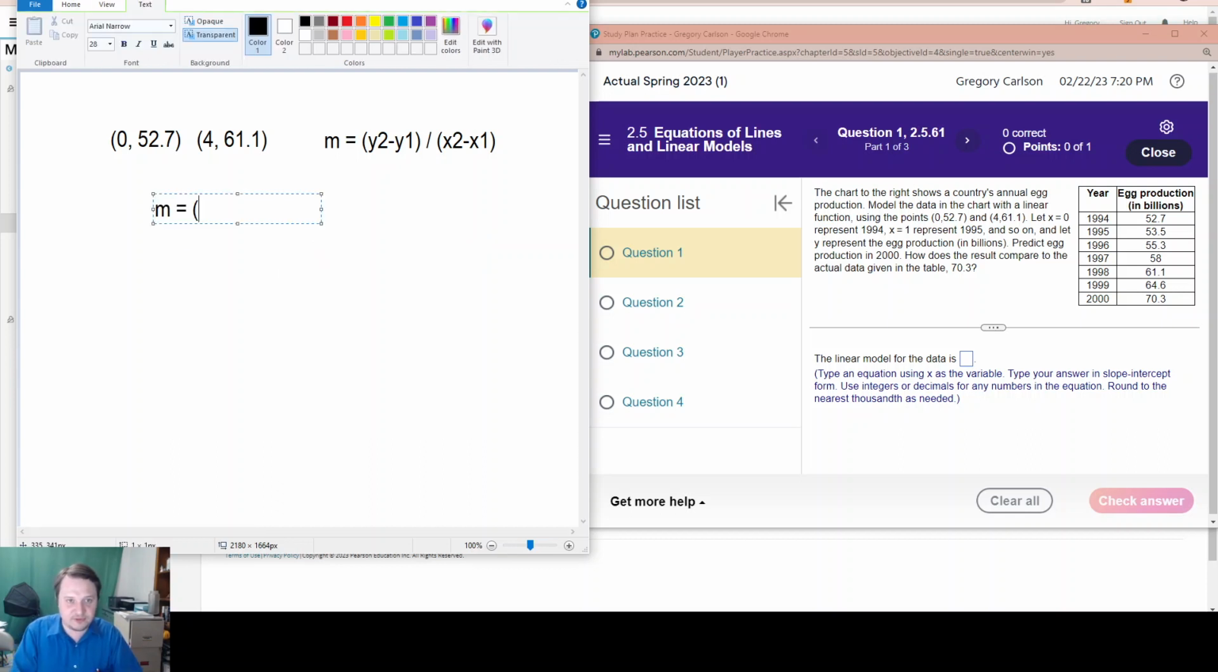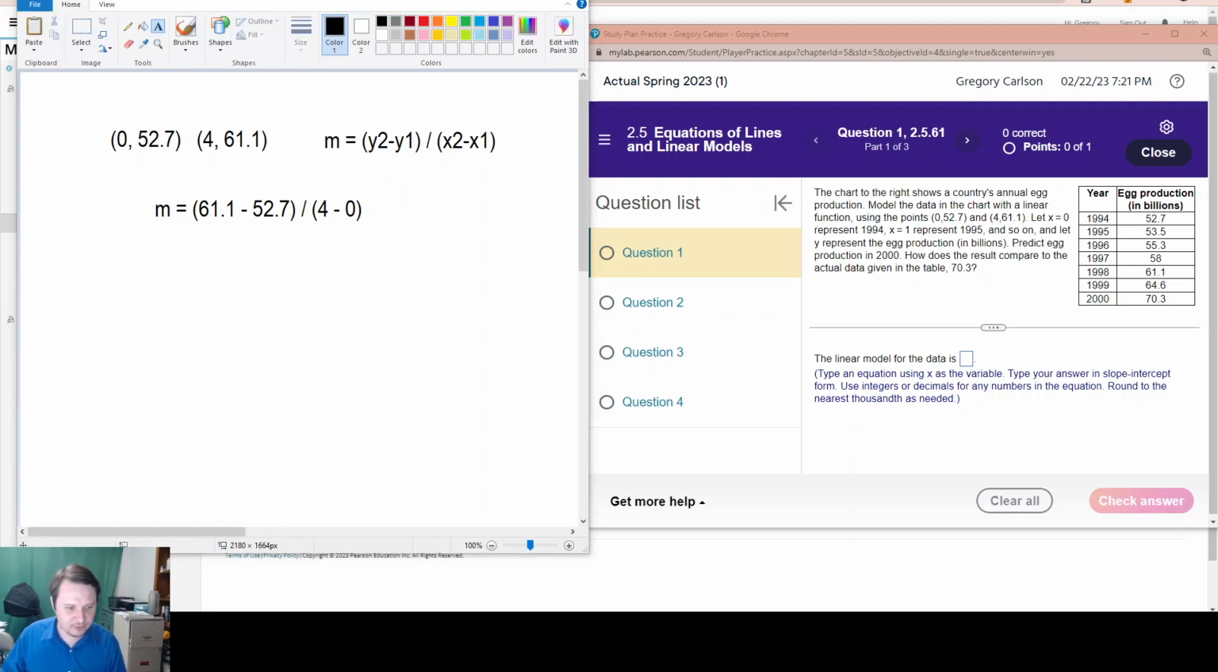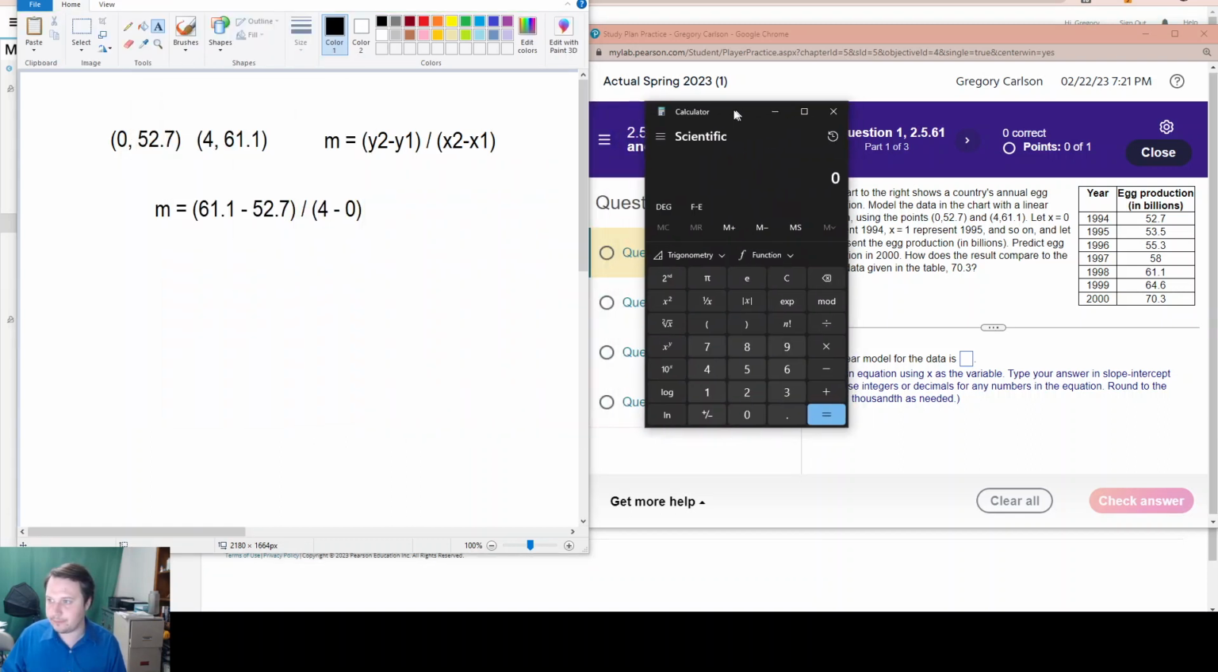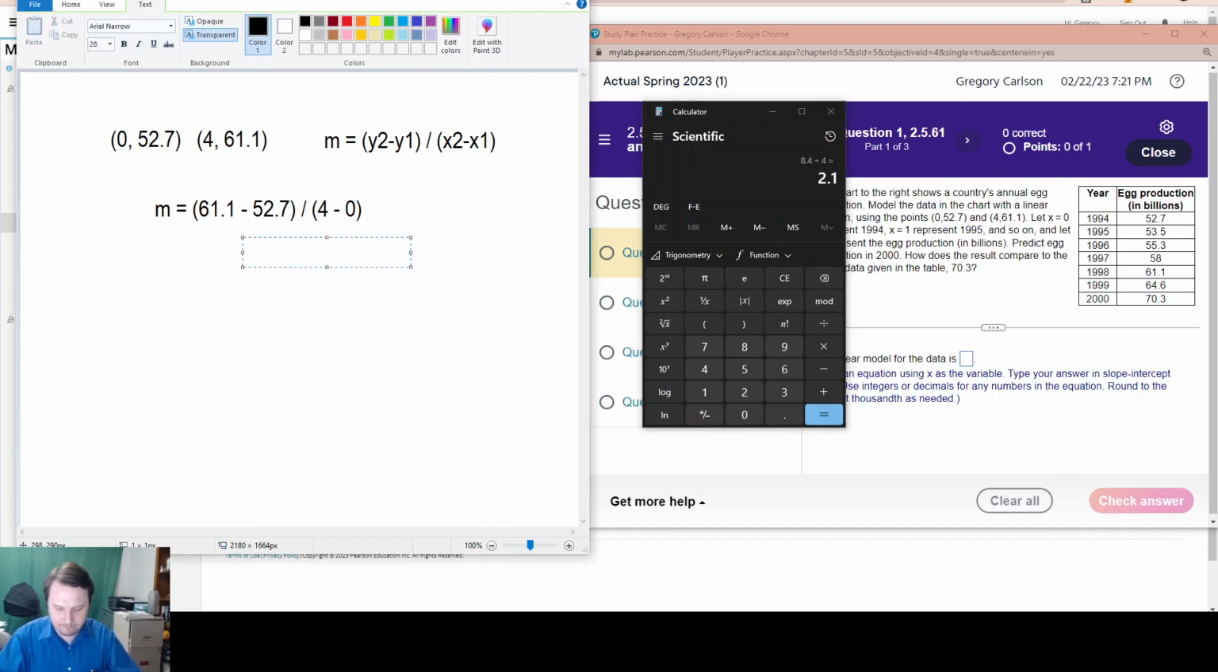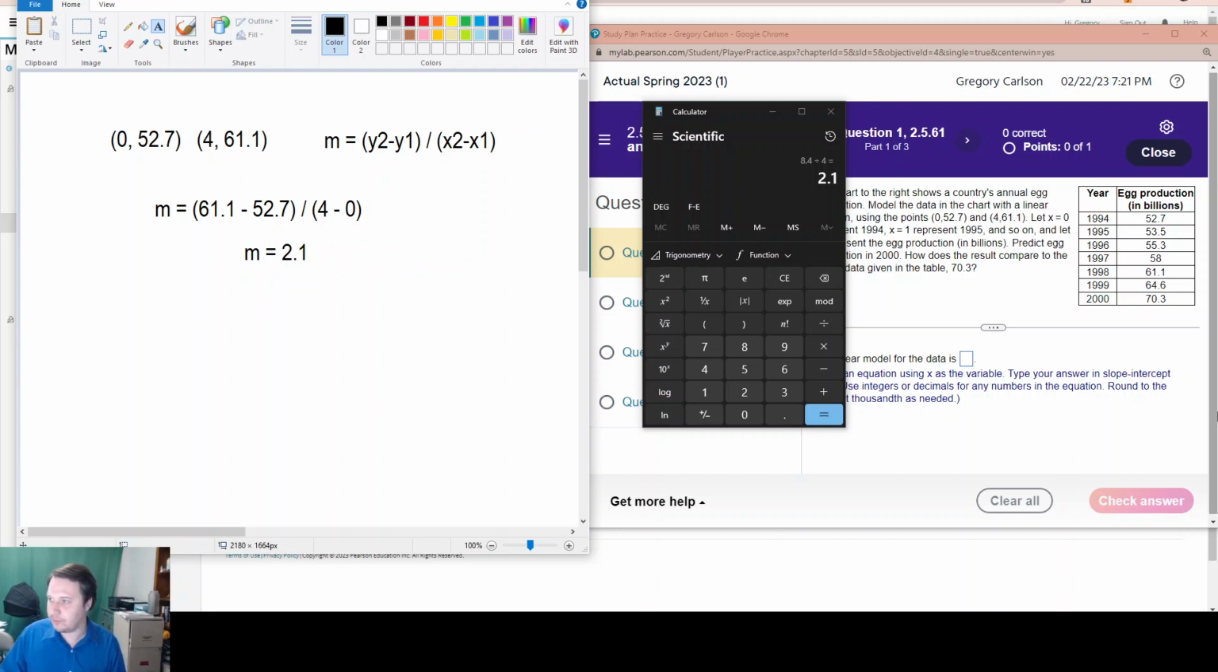So that means that m is going to equal 61.1 minus 52.7 divided by 4 minus 0. And that will give us our slope for the equation. So let's calculate that real fast. So it's 61.1 minus 52.7. Then hit enter, and then we need to divide that by 4 minus 0, which is just 4. And so we get m equals 2.1.